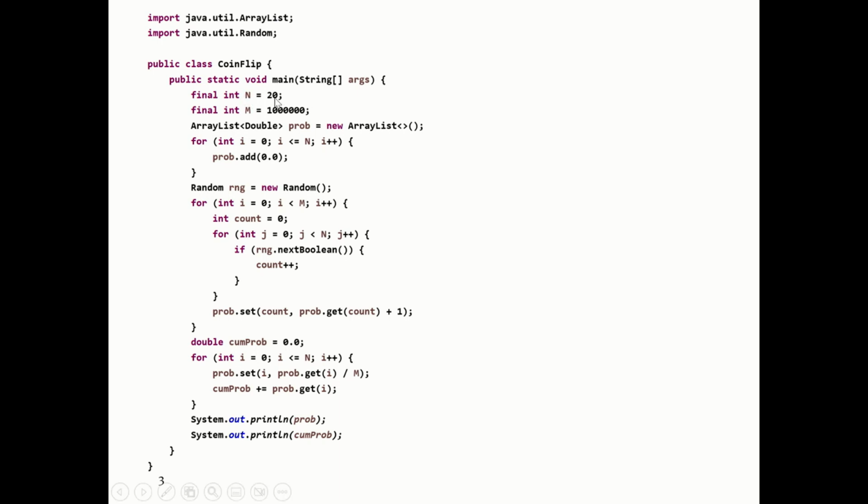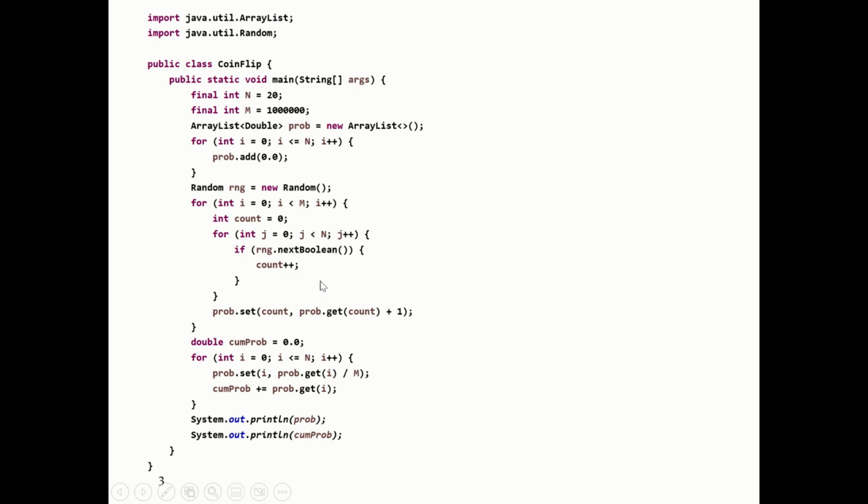For this simulation, we're going to flip the coin 20 times. We're going to do it 1,000,000 times. So there's my list of probabilities. I'm going to put n plus 1 elements into the list, so n plus 1 zeros in that list. I'm going to make a little random number generator right there. And then I'm going to repeat the coin flipping experiment m times, where m is 1,000,000 in this case. So for each trial, we're just going to count how many heads we see when we flip the coin n times. So there's the flipping of the coin n times.